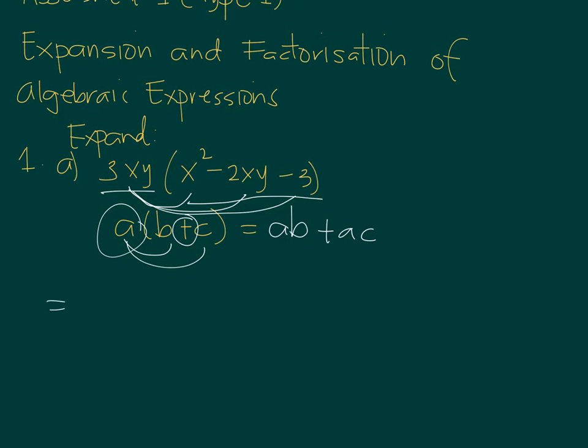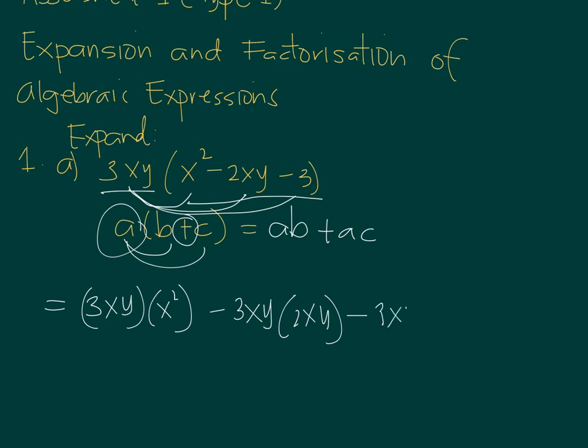So first, we have 3xy times x squared, so that's the first term, and then minus 3xy multiplied to 2xy, and then minus 3xy multiplied to 3. Now this step actually can be skipped if you already know how to multiply the expressions mentally. I'm just writing this step for you to see clearly how the answer will be obtained.